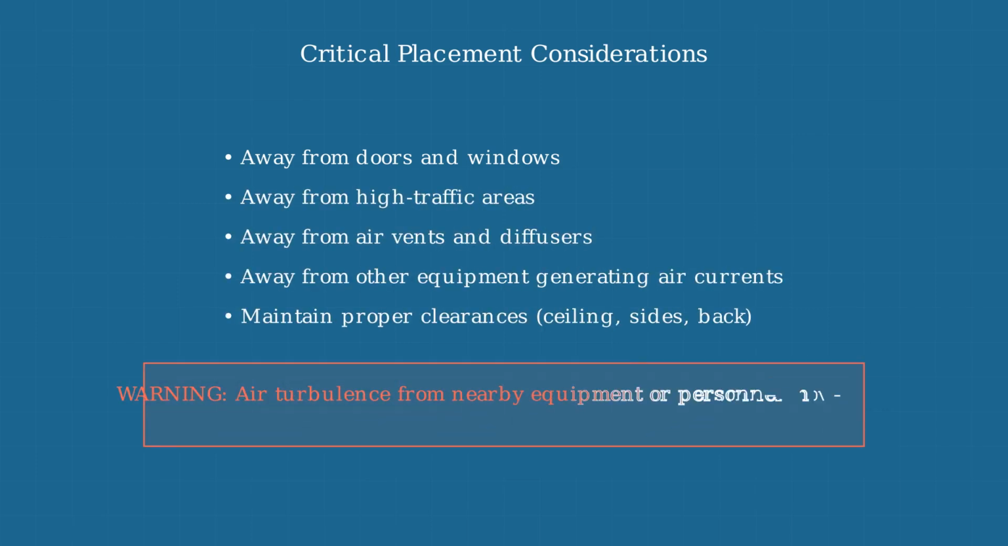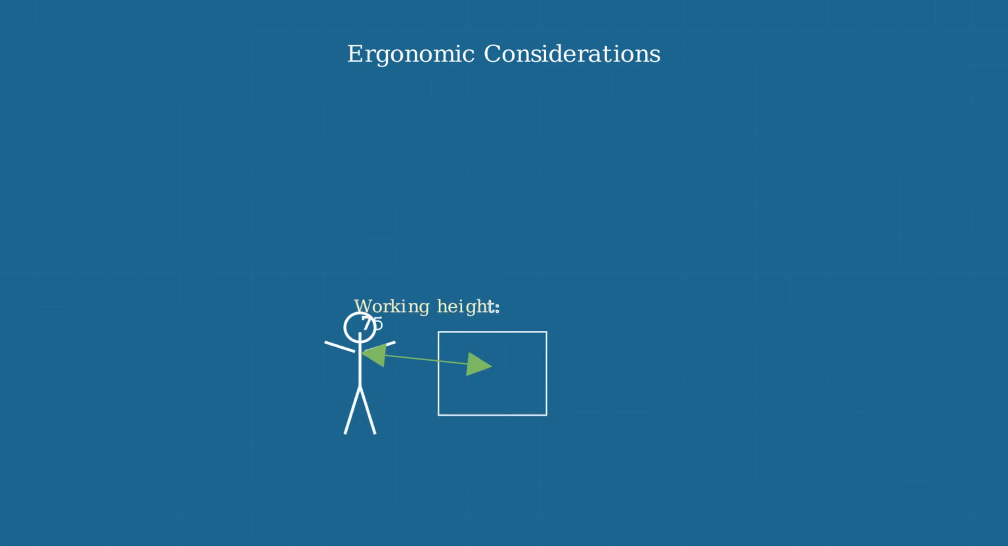It's important to note that air turbulence from nearby equipment or personnel movement can compromise the protective capabilities of a biosafety cabinet. Ergonomics are crucial for laboratory safety and productivity. The BSC should be positioned at a comfortable working height, typically 75 to 80 centimeters.